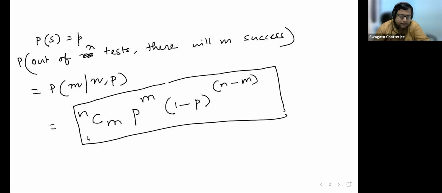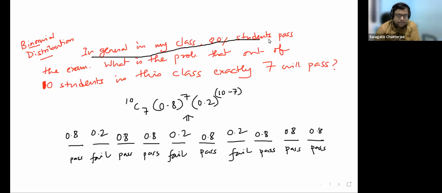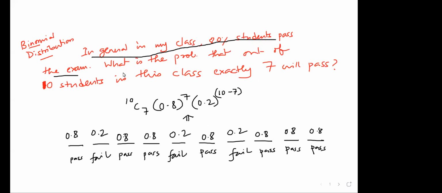Why? Because what are the possible values? What is stochastic here? In these three parameters, M, N, and P, which value is not fixed? Which value is not fixed before we start? Now, P is the probability. P is something that I told in the very first line, that in general, my class is 80%. So this is fixed. This is not changing. Sir, M. The M is changing.